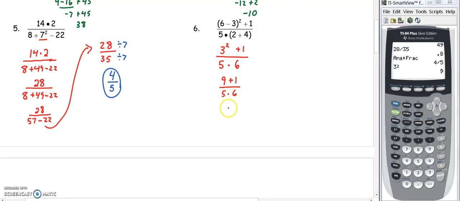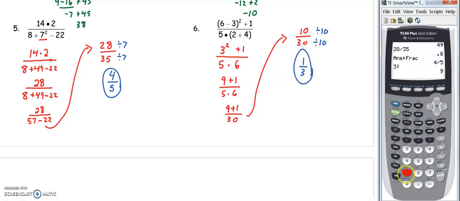Next, I'm going to multiply in the denominator. So 9 plus 1 over 30. And then my last step is to add the 9 and the 1, which gets me 10 over 30. So if I realize that they're both divisible by 10, I can reduce my fraction to 1/3. If I'm not sure again, I can use a calculator. 10 divided by 30, get a decimal, and then hit math, enter, enter, and I get 1/3.